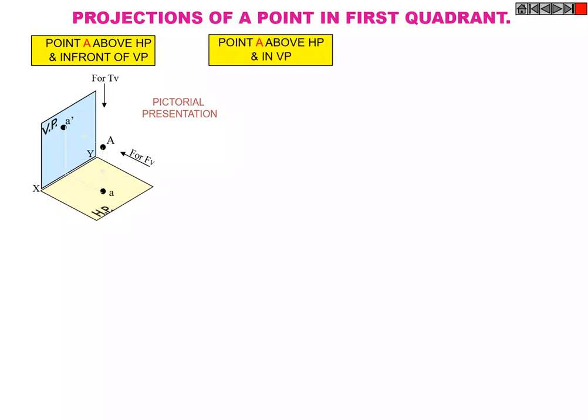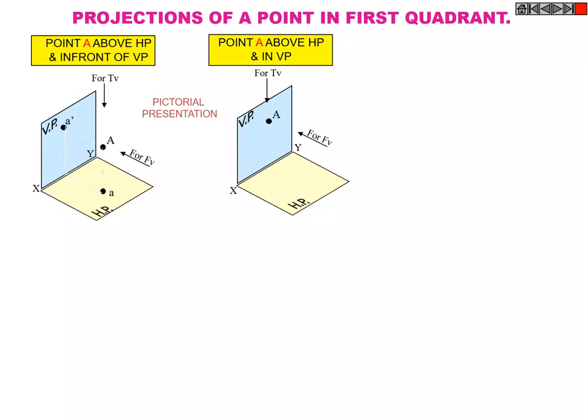When we go to the 2D representation, before that we will consider another point. The point A is above HP and in VP, which means it is touching VP. Let's check how it will appear. The coincidence of both the planes is XY. Locate the point in VP, meaning the point is touching VP. Name it as A dash, the front view.